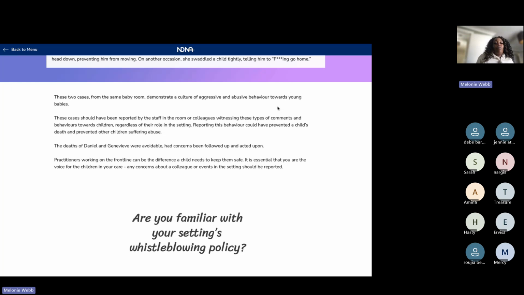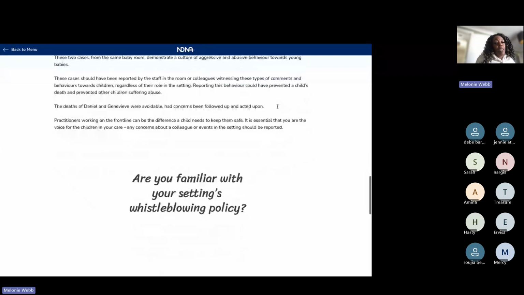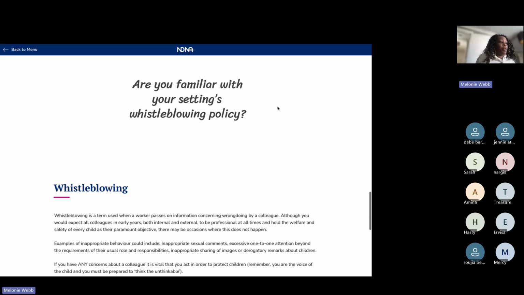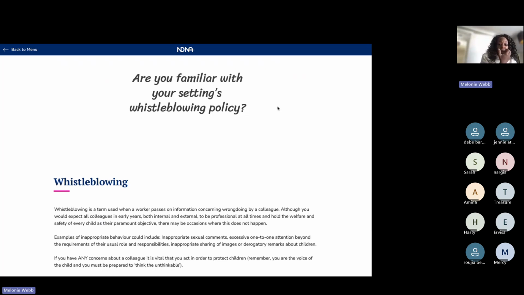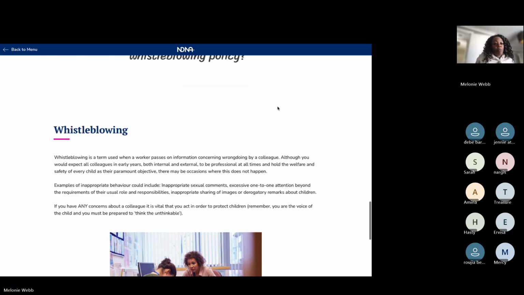Practitioners working on the front line can be the difference a child needs to help keep them safe. It is essential that you are the voice for the children in your care. Any concerns about a colleague or events in the setting need to be reported. I hope you're all familiar with the whistleblowing policy, because I think we've spoken a lot about the whistleblowing policy in the last couple of months, and we obviously spoke about the changes at the inset day training.